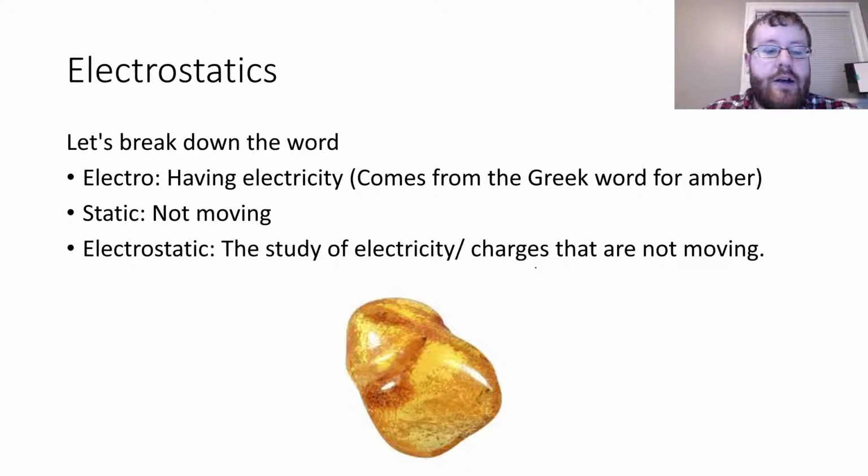Now, static here means not moving. So in this unit, we're going to be focusing on charges that either are staying put in one object or maybe moving from one object to the other and then staying put. The next unit that we're going to get into is electricity, where we have charges that are constantly moving from one place to the other to make things like light bulbs work. So static electricity is a study of electricity and charges that are not moving.